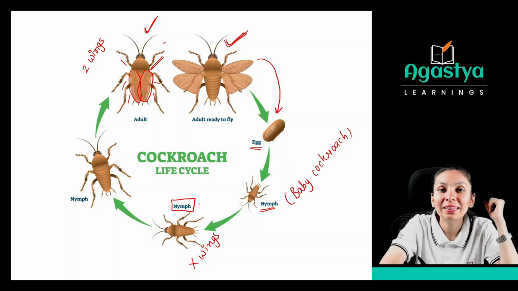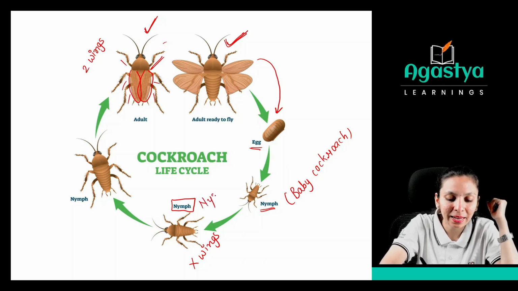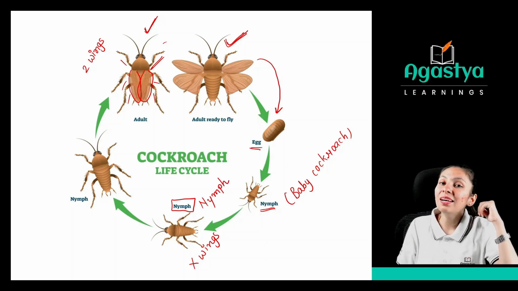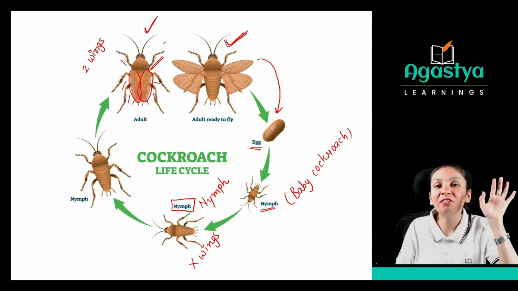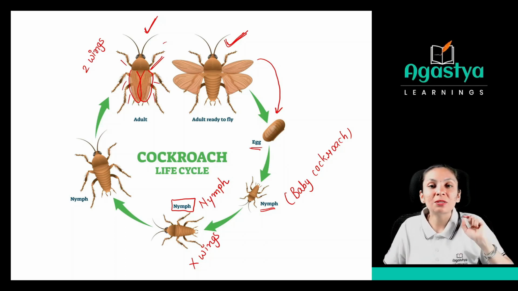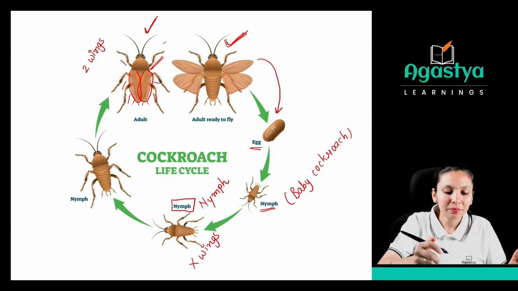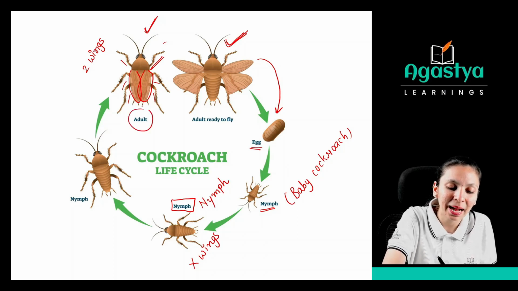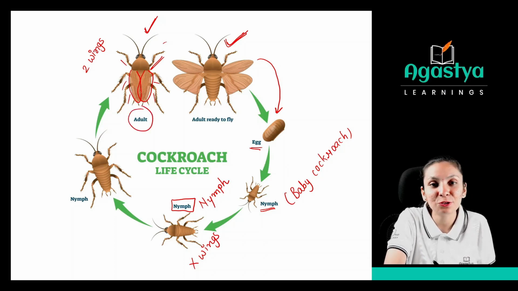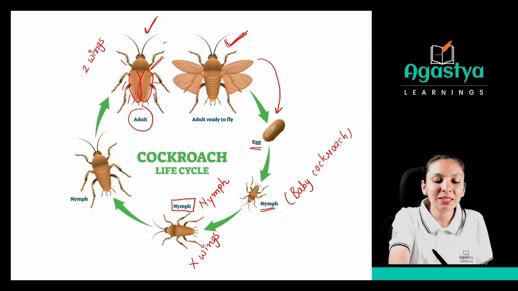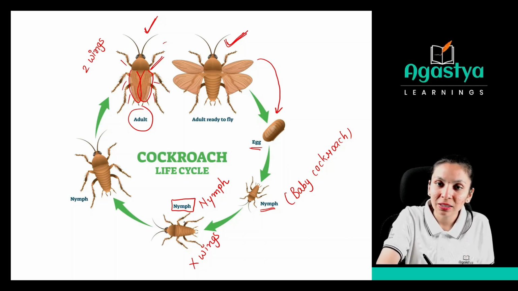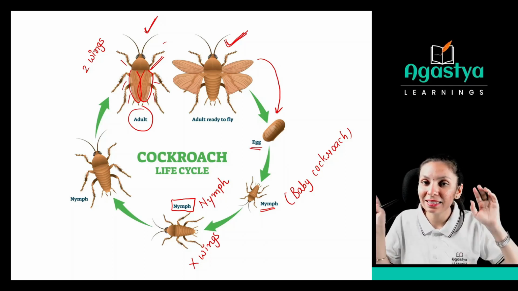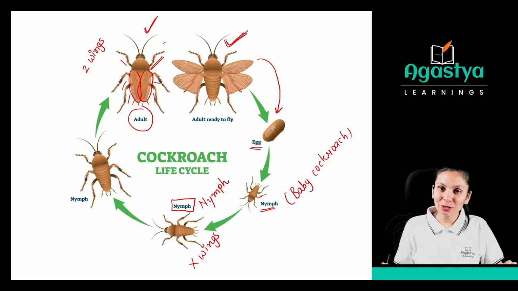How will you pronounce it? Nymph. And how will you spell it? Nymph. Right? So this baby cockroach is called a nymph, which does not have a wing-like structure. Okay? So this baby cockroach cannot fly. And as the nymph grows in size, after some time it will become an adult and it will have wings to fly. So what is the difference between this adult cockroach and the nymph? The nymph does not have any kind of wings to fly, but the adult has wings to fly. Are these things clear to you?